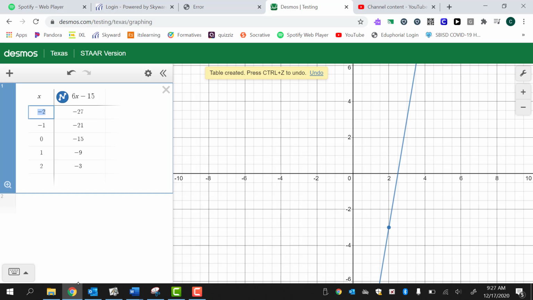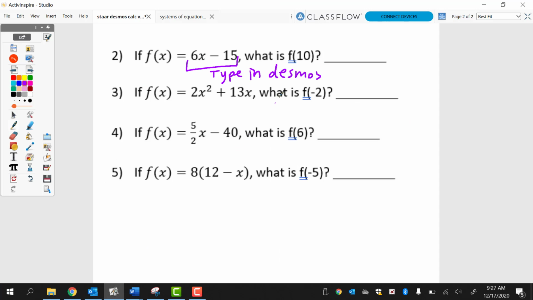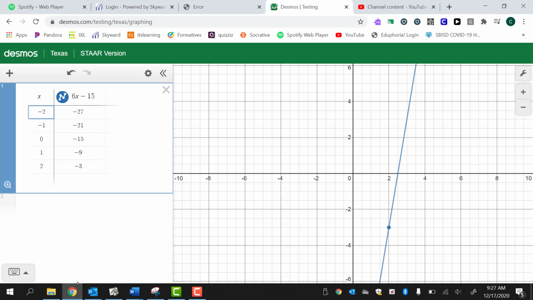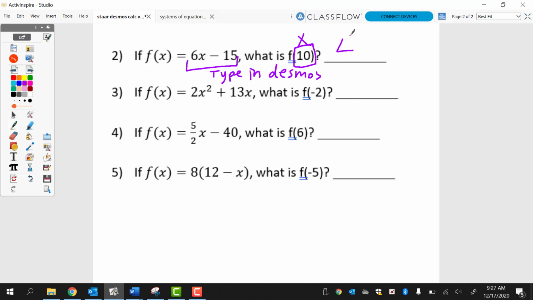Now, what number do I want to see? Well, let's look. I want to see this number in the table. And I want to see that as the X number. So what I'm going to do, I'm going to type this number in. I'm in the X column. So instead of -2, I'm going to delete that. And I'm going to type 10. Whatever number shows up right here, that is the answer. So the answer is supposed to be 45. So over here, I'm going to put 45. It's that easy. That's all you have to do. Very easy.